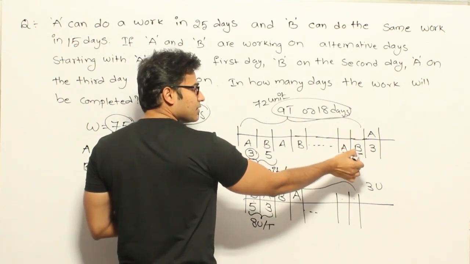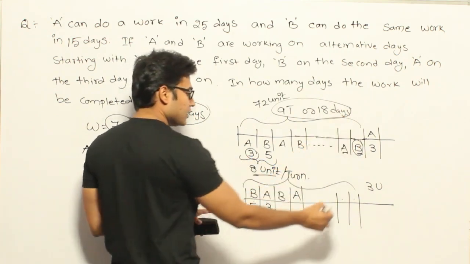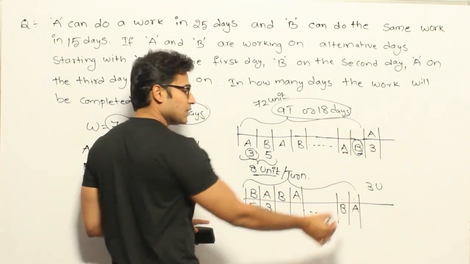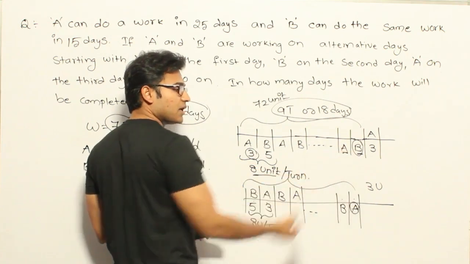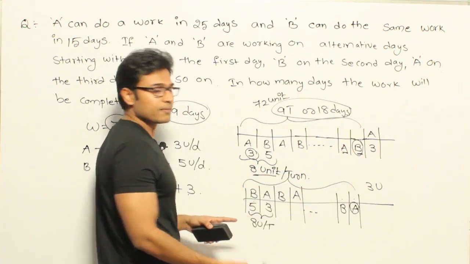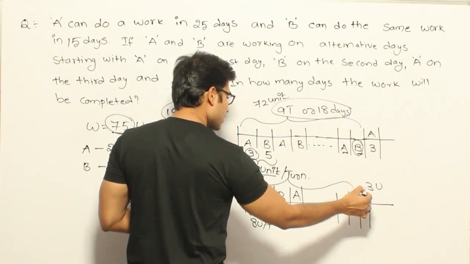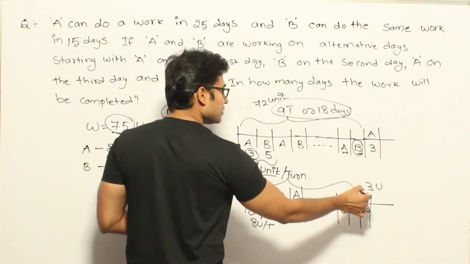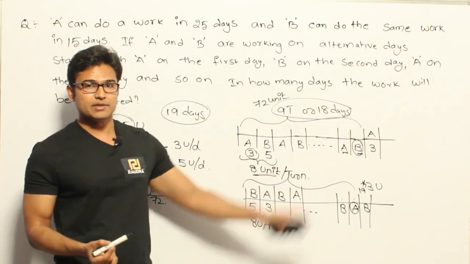A and B done this way, therefore the last day's work is done by B. But here B and A will be doing the work, therefore the last one to finish it will be A, and so the next one to take up that 3 units of work should be B. Now the next one that is going to work, let's say this is the 19th day, right? On the 19th day it is B's turn.